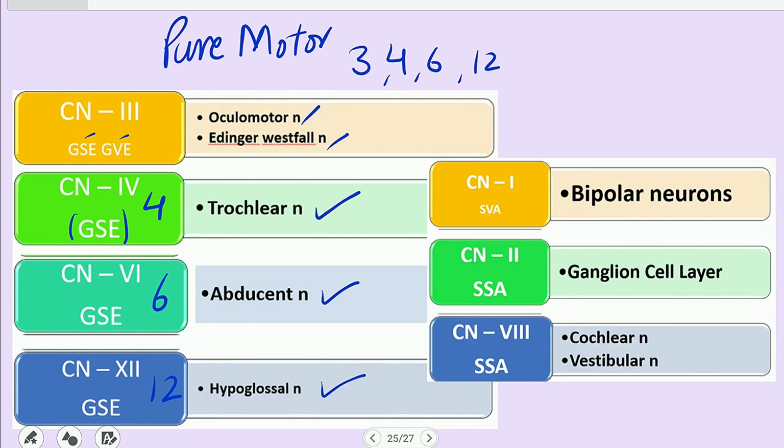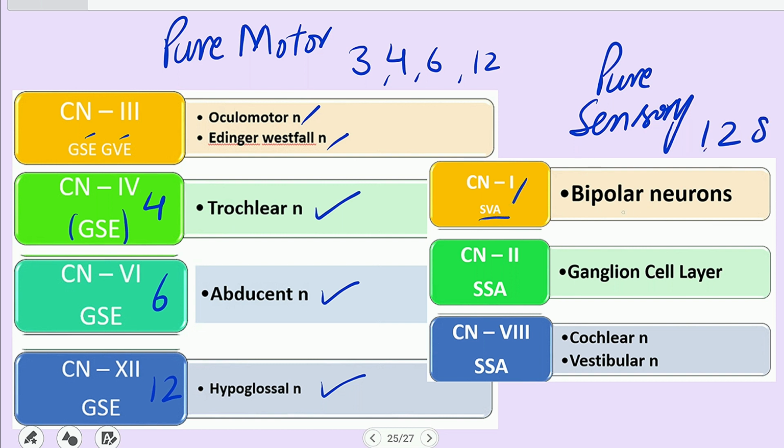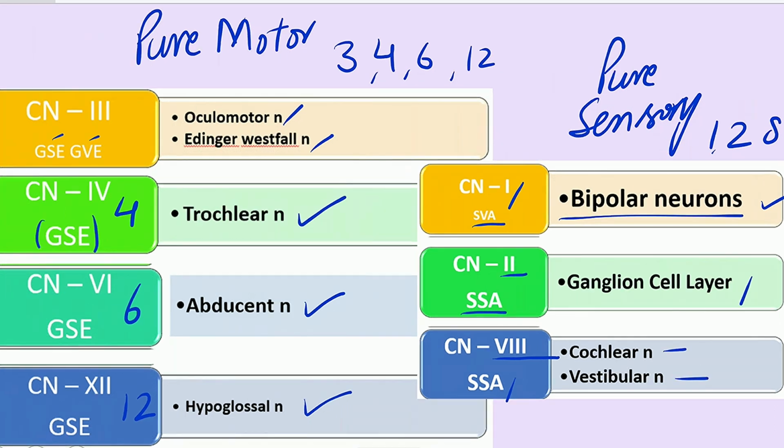Now the cranial nerves that are pure sensory. Pure sensory cranial nerves are cranial nerve number 1, 2 and 8. First cranial nerve, that is the olfactory nerve. The function is special visceral afferent and the nucleus is bipolar neuron. Second cranial nerve, optic nerve, the function is special somatic afferent and the nucleus is ganglion cell layer. Eighth cranial nerve, the function is special somatic afferent and the nuclei are cochlear nucleus and the vestibular nucleus.